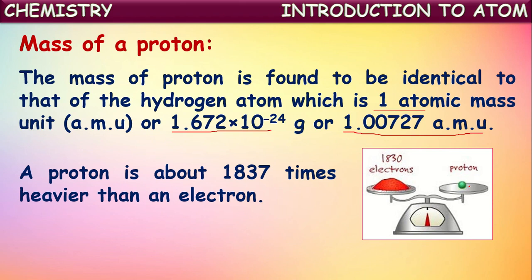We know its value in grams is 9.11 into 10 to the power of minus 28 grams. But when compared with one proton's mass, it is very less. The mass of an electron is 1 by 1837 times that of one proton. That's why the mass of an electron is said to be negligible.